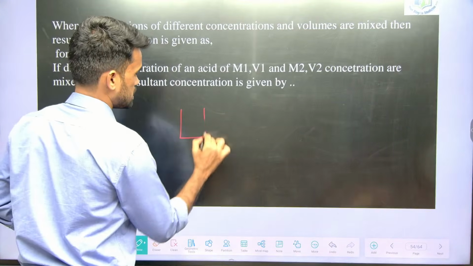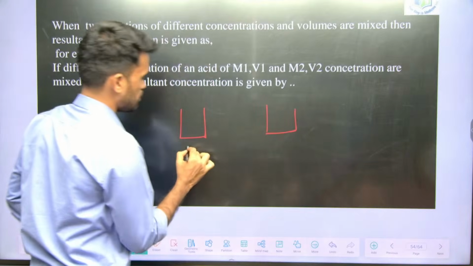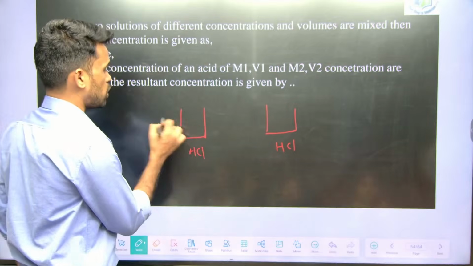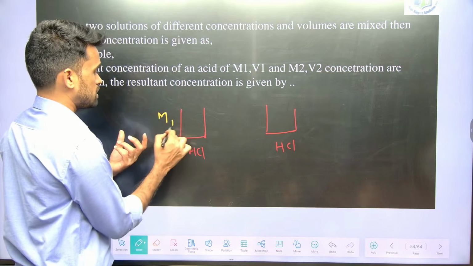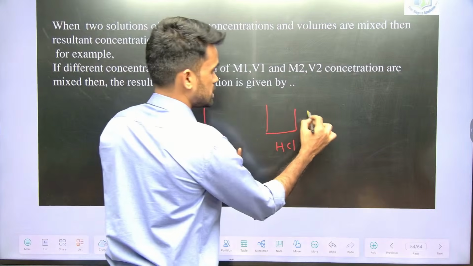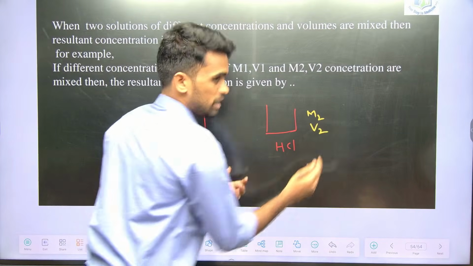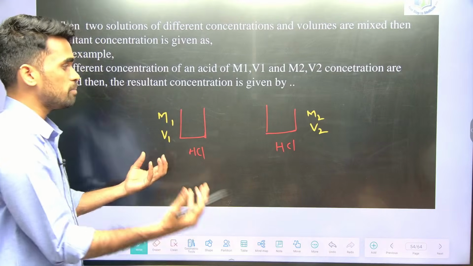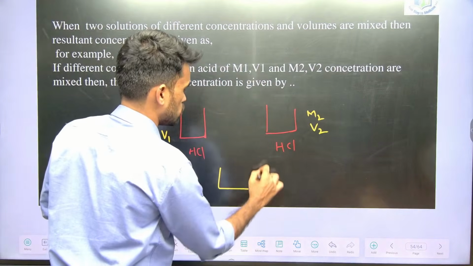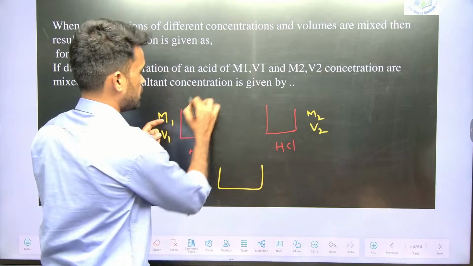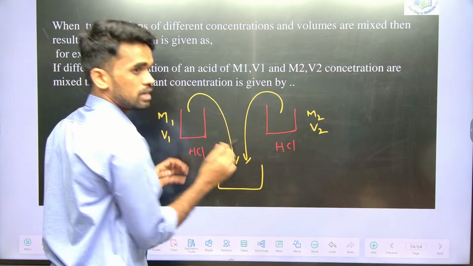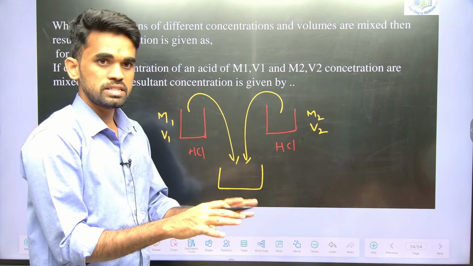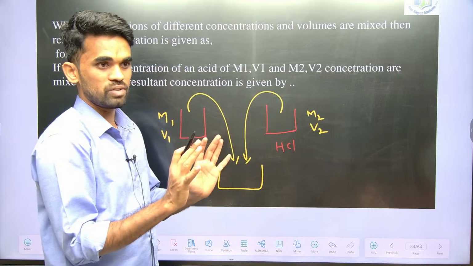Here I have one acid and here one more. For example, both of them are HCl, let us say. But its concentration is M1 and having some volume of V1. Its concentration is M2 and volume V2. It means different concentrations, different volumes. Now I am mixing these two to make a resultant solution. Now the concentration changes or remains same? Changes. Now what is that resultant concentration we need to find?